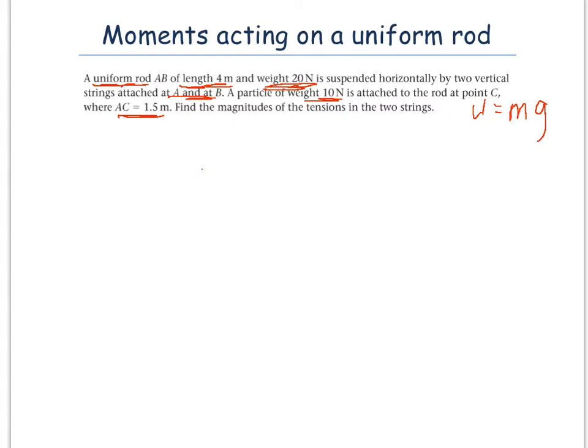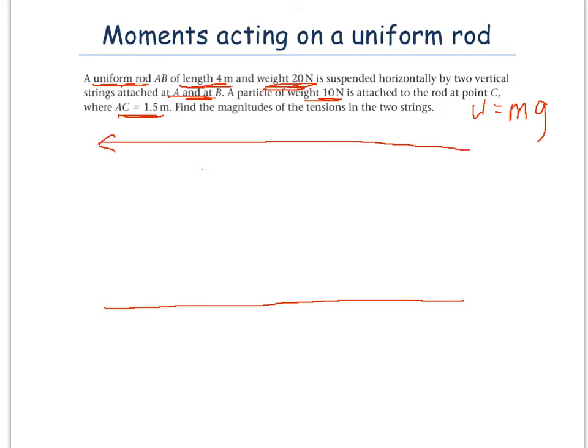Now, with moments, it's really, really important you draw a nice, clear diagram for yourself. So, start off with your rod, which we know the distance of the rod is 4 metres. And it's at A and B. Now, we're told there's 2 vertical strings here. So, there's 1 and there's 2. And from this, there's going to be a tension, a T1 and a T2.